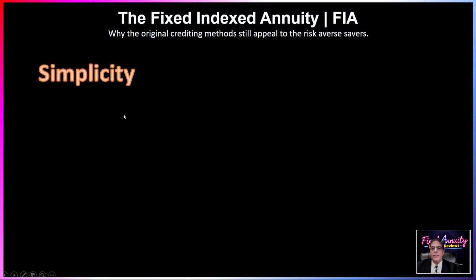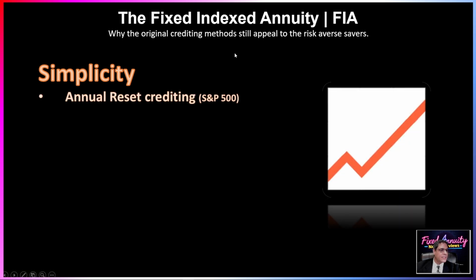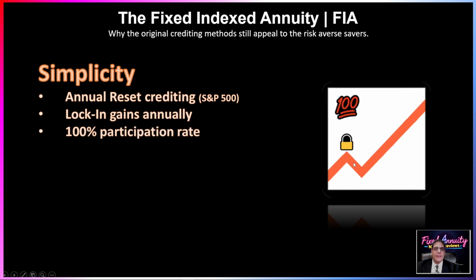So first, we're going to talk about the main thing. These are fixed indexed annuities. Why do the original crediting methods still appeal to the risk averse saver? Number one is simplicity. What makes a product simple? Well, I like the annual reset crediting method. Every time there's a gain, it gets locked in. So you reset the market every year and you lock in the gains, as you see here on this graph. They like 100% participation rate.